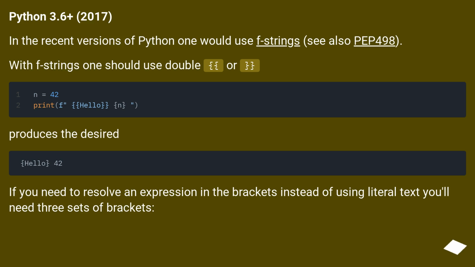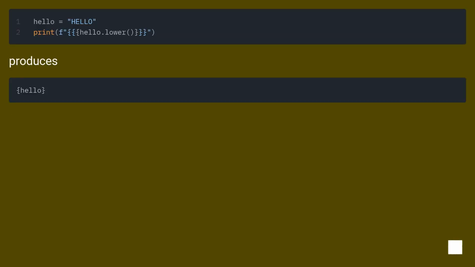Python 3.6+, 2017. In the recent versions of Python, I would use f-strings, see also PEP 498. With f-strings one should use double {{ or }} to produce the desired output. If you need to resolve an expression in the brackets instead of using literal text, you'll need three sets of brackets. Produces?